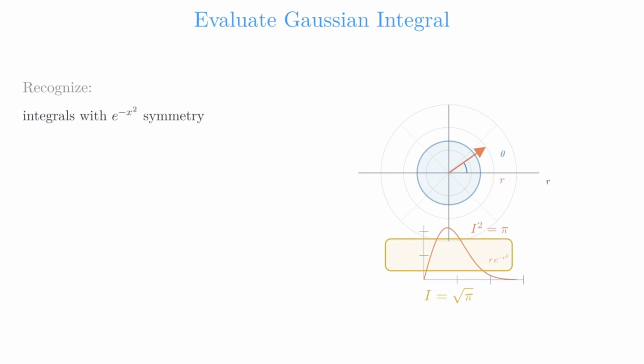Whenever you see e to the negative x squared integrated over the whole real line, this polar trick is the way. Square the integral to get a 2D problem. Convert to polar coordinates, where the r factor makes the integral elementary. Then take the square root. The Gaussian integral equals the square root of pi. This result underpins probability, statistics, quantum mechanics, and signal processing, one of the most beautiful results in all of mathematics.